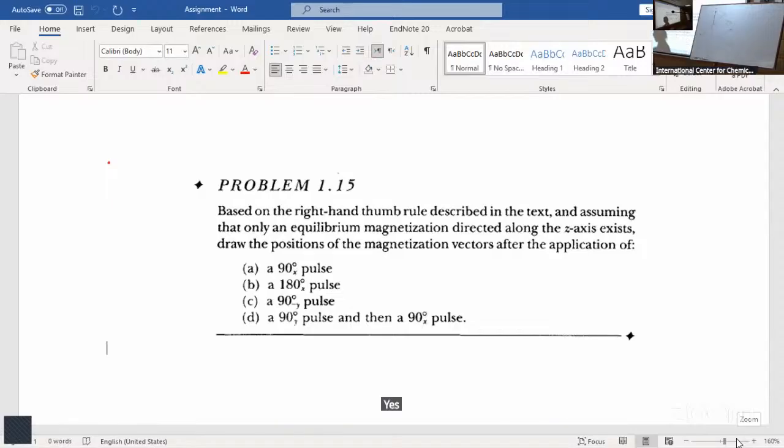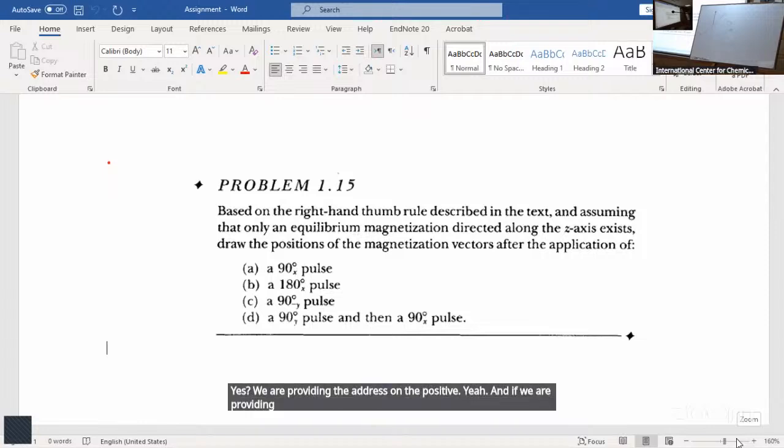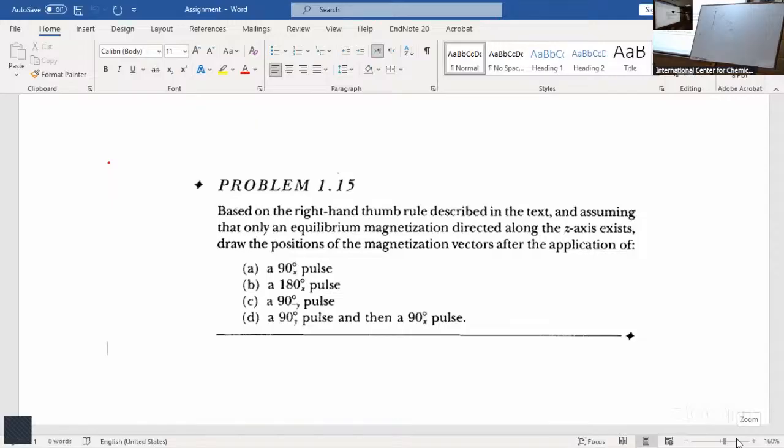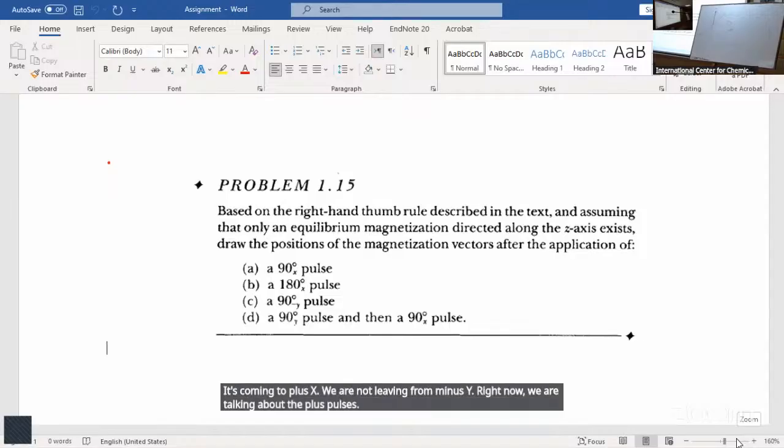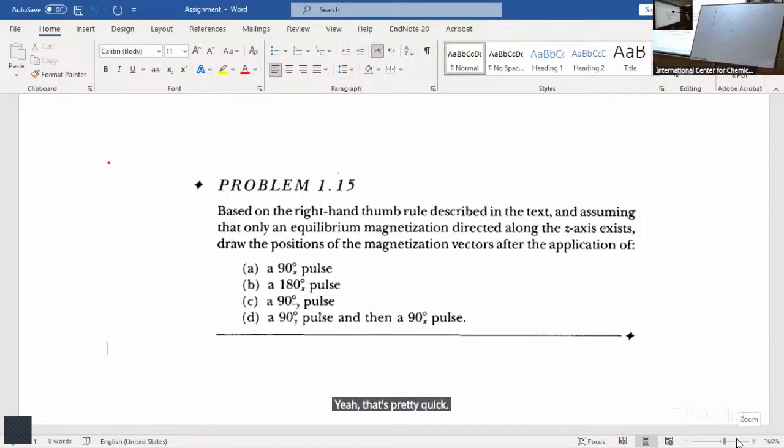Yes. As you have mentioned earlier, if we are providing the RF from the positive plane, it will rotate the magnetization vector in the positive side. And if we are providing RF from the negative plane, it will rotate in a negative side. But if this is true, then why when we are providing a 90x pulse from negative y, it's coming to plus x? We are not giving from minus y. Right now we are talking about the plus pulses. Here is one problem. About which problem?